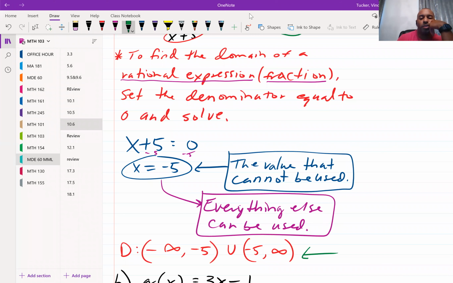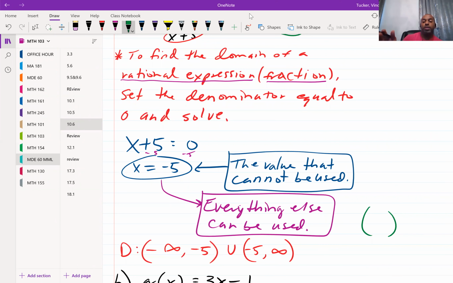So this will be the domain. Notice it goes from negative infinity to -5. Then I use my union sign, -5 to positive infinity. Whenever you use parentheses, remember we talked about interval notation, it means you cannot use that number, but you can get as close to that number as possible.